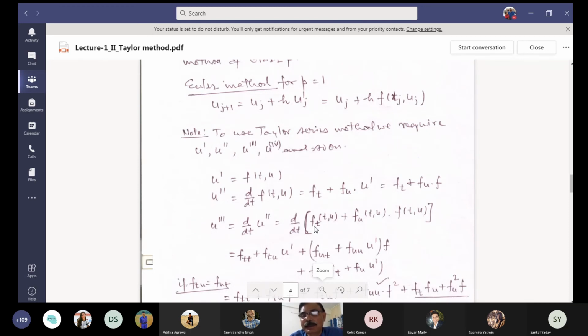All of you, this is another exercise for you: revise that chain rule which was taught in your calculus course in first year, properly, so that you can calculate whenever required. So for Taylor's method of order p, you need to calculate up to the p minus 1 derivative of u. For example, if you require a third order Taylor's method, then you have to calculate up to u double prime, and so on. Is that right?